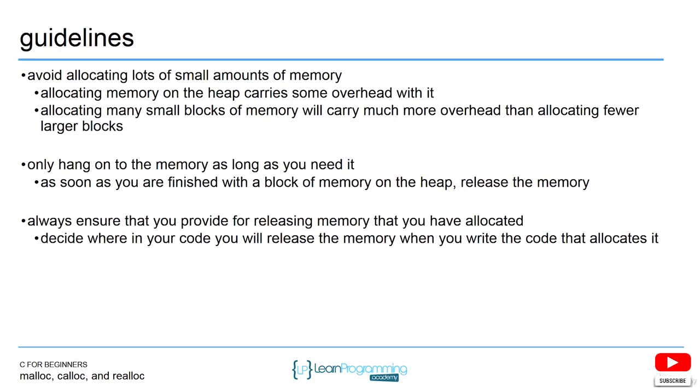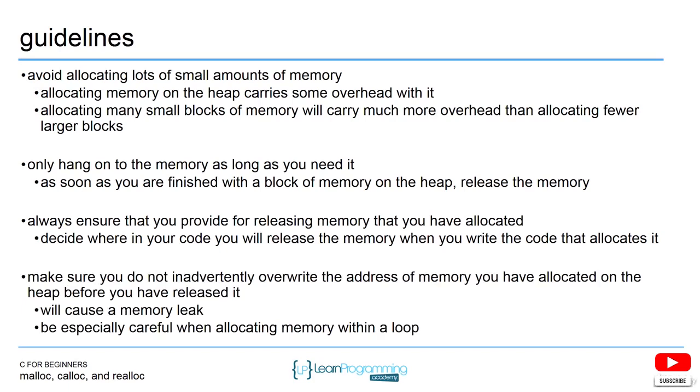If you have other functions releasing memory for you, you're then assuming that function will do it, and it's just not good because there's too much coupling and dependencies there. The person that creates it should be the person that deletes it. Don't put the responsibility onto other functions and such. Make sure you do not inadvertently overwrite the address of memory you've allocated on the heap before you have released it. This will cause a memory leak. So if you try to write too many bytes to it, or if you have overflows, you may have issues.